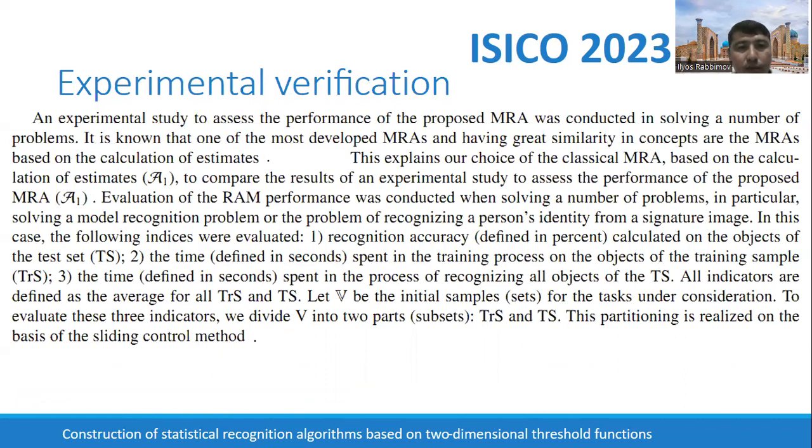An experimental study to assess the performance of the proposed model of recognition algorithms was conducted in solving a number of problems. It's known that one of the most developed models of recognition algorithms, having great similarity in concept, is the model of recognition algorithms based on calculation of estimates. This explains our choice of the classical model of recognition algorithms based on calculation of estimates A1 to compare the results of the experimental study and assess performance of the proposed model. In this case, the following indexes are evaluated: recognition accuracy, the time spent in the training process, and the time spent in the process of recognizing all objects of test sets.